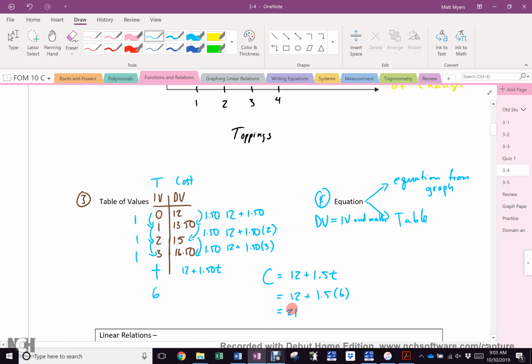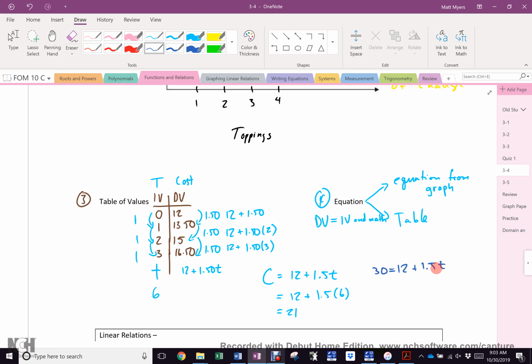Everybody cool? What if I have $30 to spend? How many toppings can I get? I'm getting 1 pizza. I have $30. Where does the 30 go? At C or at T? C. 30 equals 12 plus 1.5 T. How do I find out how many toppings I can get? What do I have to do?